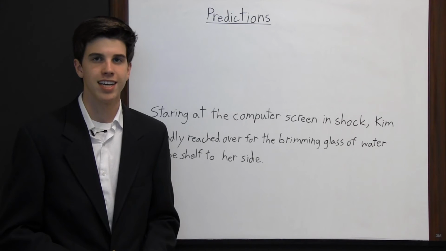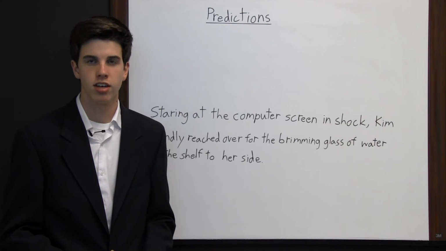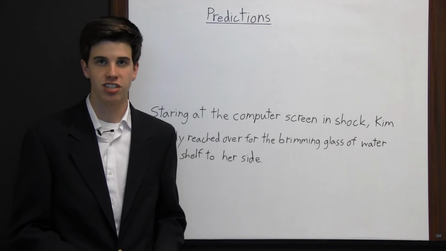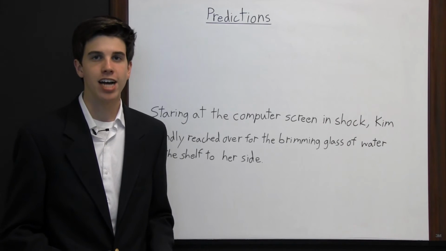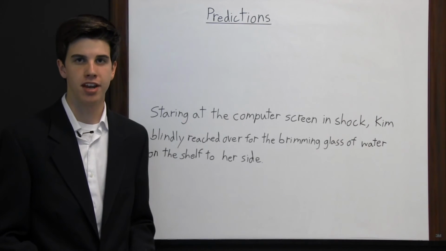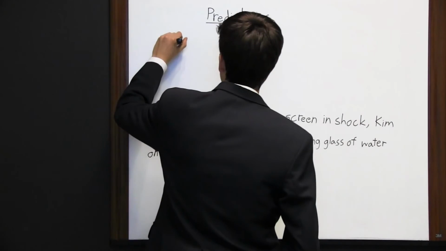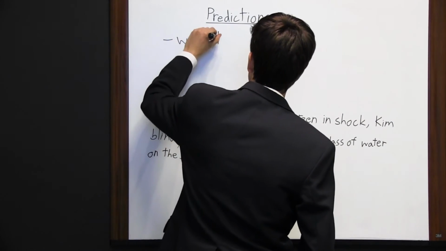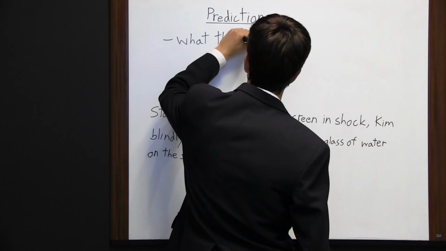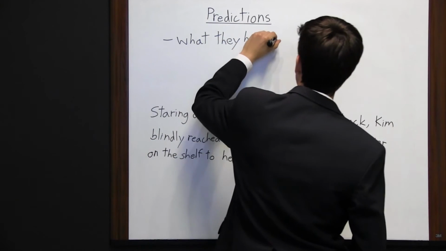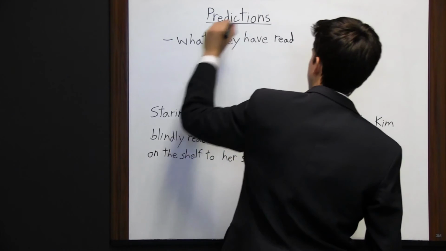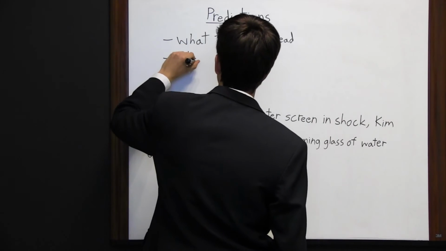A prediction is a guess about what will happen next. So when a reader actively engages in whatever they are reading, they naturally make predictions about what will happen next. And they base these predictions off of what they have read, and what they already know.